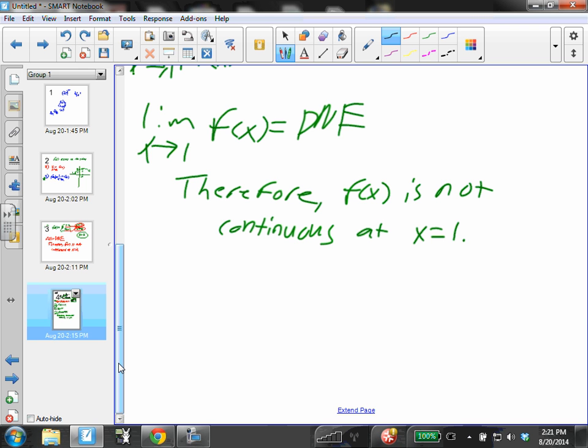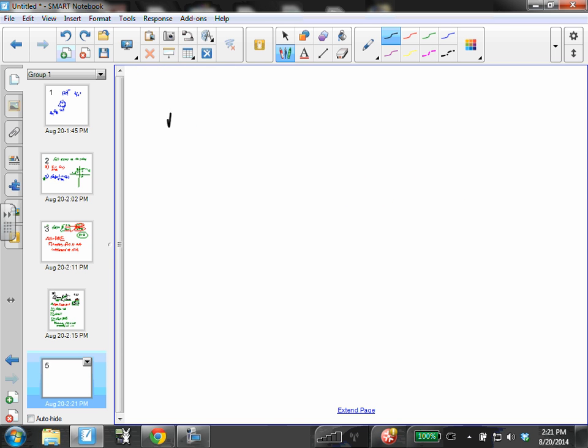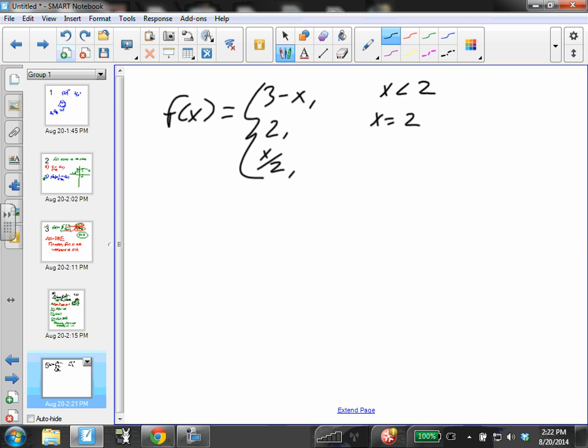All right, let's jump back up and do number 20. Okay, so here's our function. If x is equal to 2, and x divided by 2 if x is greater than 2.